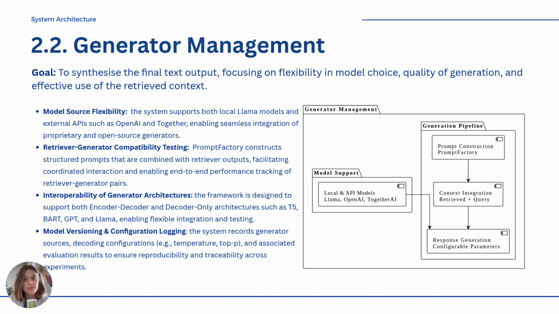The pipeline starts with the prompt factory, constructing structured prompts from user queries and retrieved context. Then we have configurable parameters such as temperature, token limits, and stop sequences. This all controls response generation. And we want to ensure that this setup is repeatable, traceable.